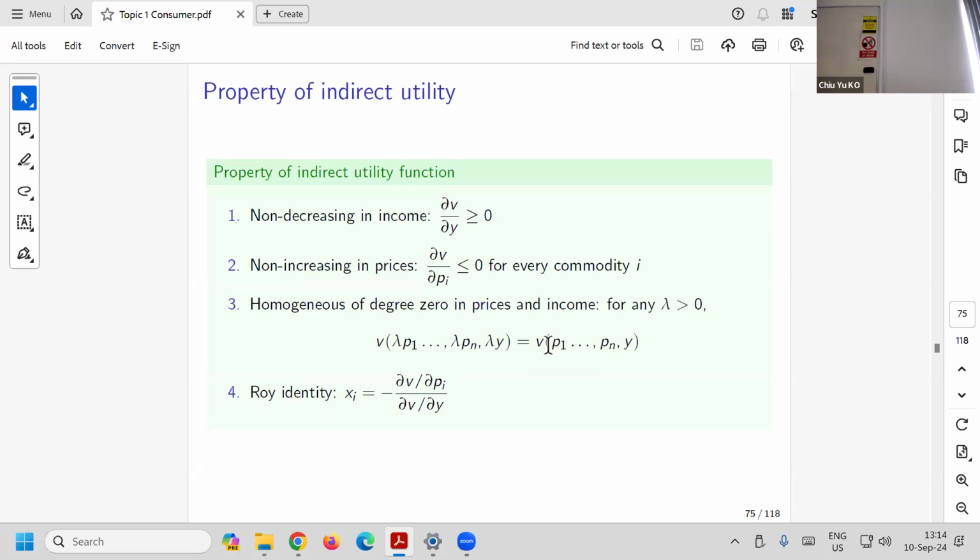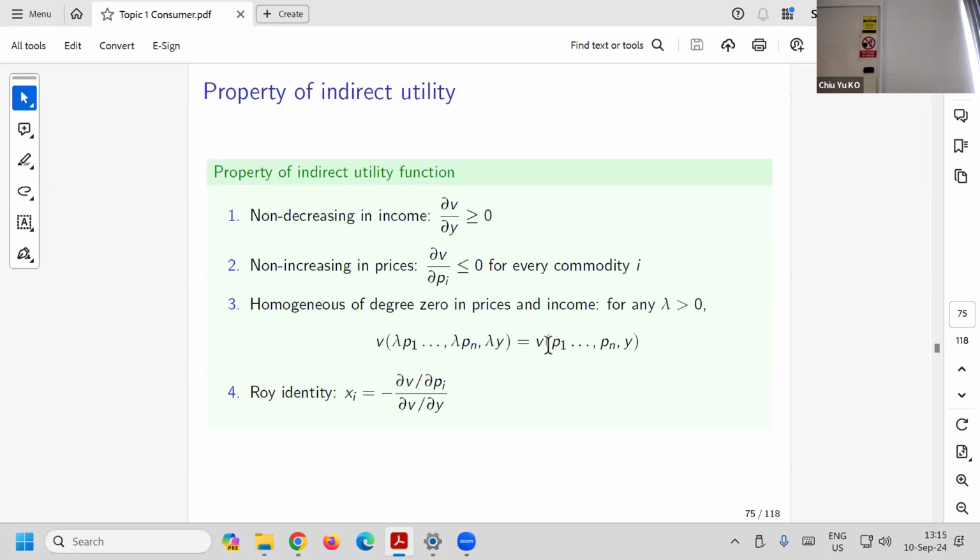And here we have homogeneous of degree zero in price and income, right? So you double the price and income and then it's the same. Okay, that's very important, right? Because when you estimate the econometric model, it has to satisfy this.